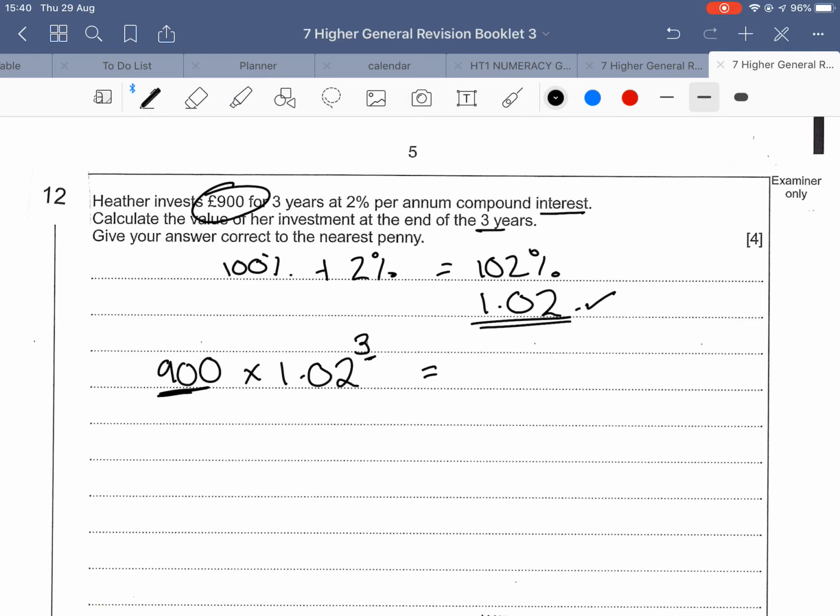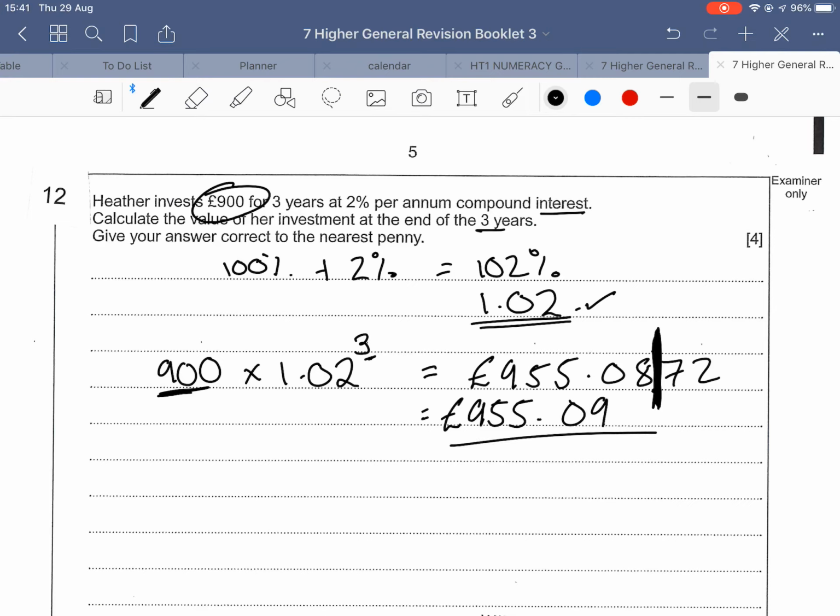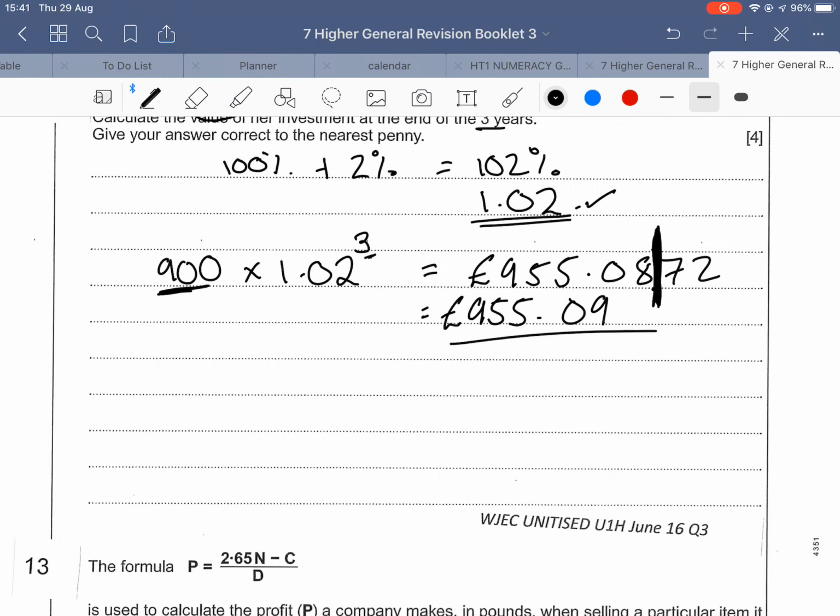And put that into your calculator, and you get 955.0872. Obviously, you can't have that as money. And it also asks, give your answer correct to the nearest penny. So penny is here. Shouldn't put a dot because that looks like a decimal. So 955.07 rounds up, so 955.09. So £900, sticking in a bank for 3 years, you gain £55 and 9 pence. Just sitting there, not doing anything.